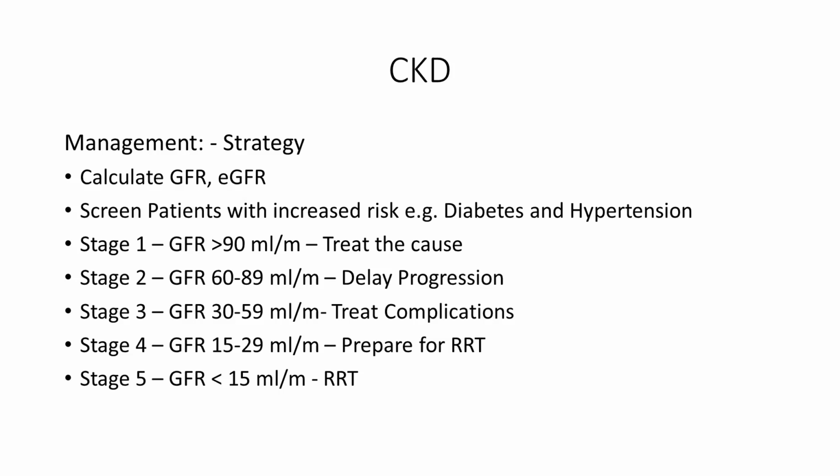Stage 4, we have already discussed. We have to prepare the patient for renal replacement therapy. And in stage 5, renal replacement therapy becomes mandatory. This is the strategy for managing chronic kidney disease. Stage 1, 2, you delay the progression. Stage 3, you treat the complication. Stage 4, you prepare for renal replacement therapy. And stage 5, you proceed with the renal replacement therapy.